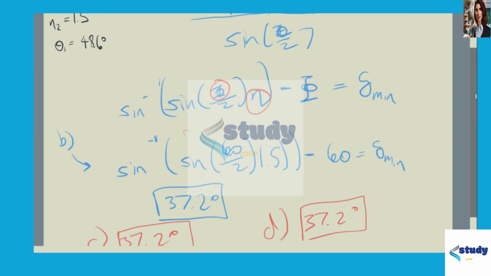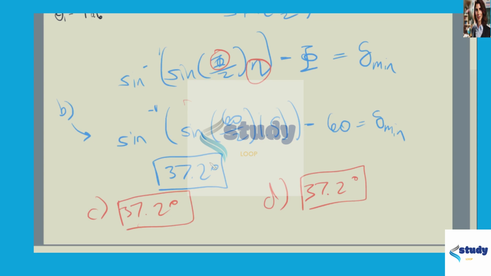We have successfully proved the symmetry of the prism at that angle, and we have determined that these three are the angles of deviation for this prism.